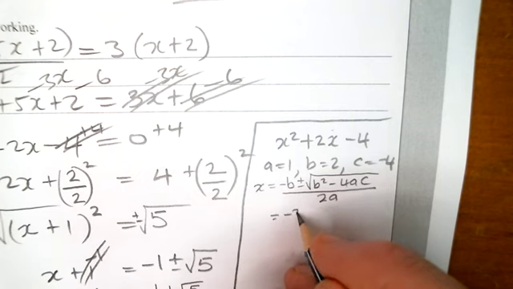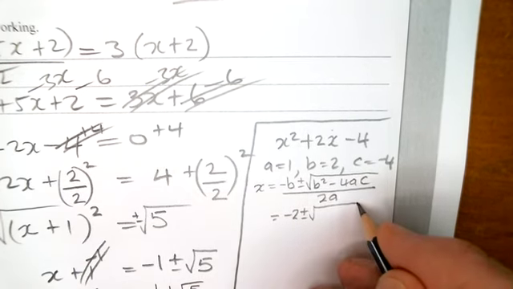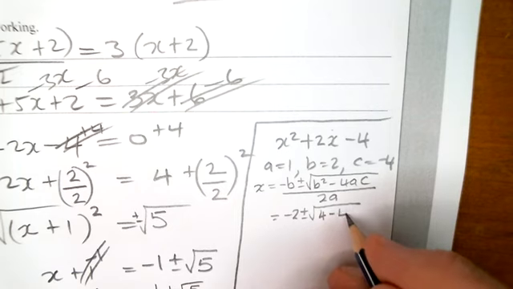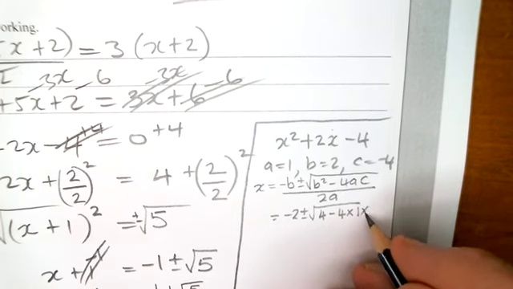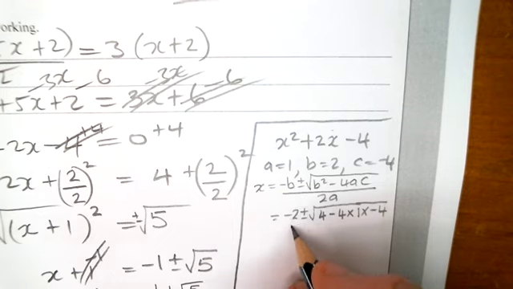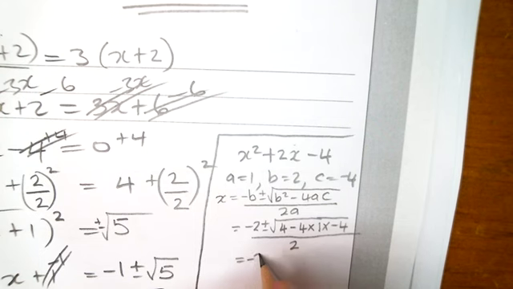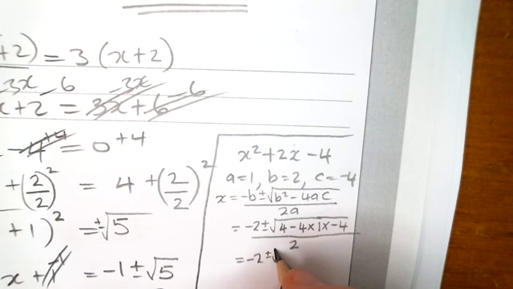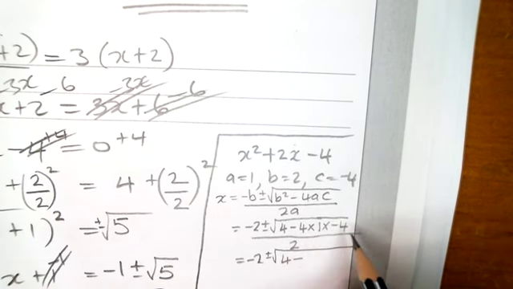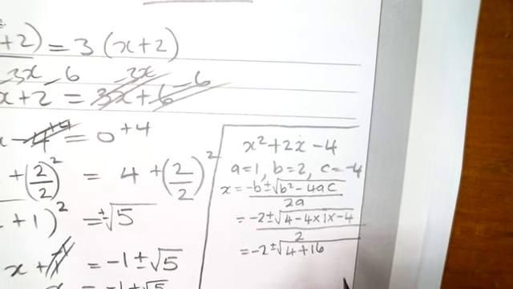Let's substitute everything. It equals -b is -2 plus or minus root b squared. That's going to be 4 minus 4 times a, which is 1, times -4, all over 2 times 1 is 2. So I got -2, and I'm going to do it in 2 goes. Let's go plus or minus. I'll put plus or minus this time as well. Here we go. 4 minus 4 times 4 is 16. So I'm going to go plus 16 over 2.